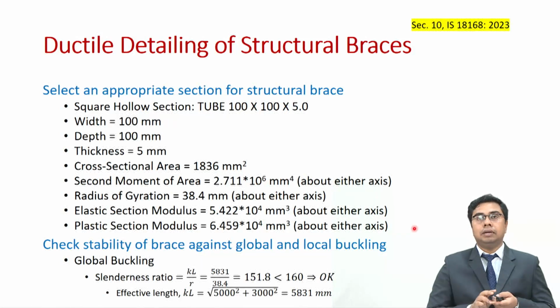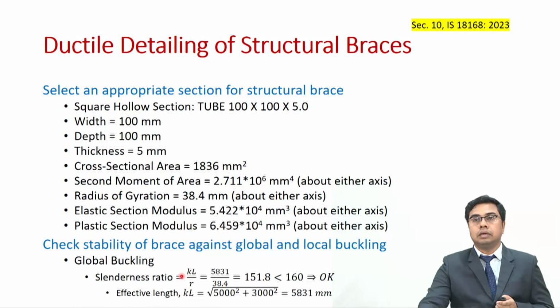Now, as we have discussed in the last class, we need to check the adequacy of the brace for its safety in global buckling as well as local buckling. For safety or stability against global buckling, we will consider the slenderness ratio. How do you calculate the slenderness ratio? Slenderness ratio is defined as KL upon r, where KL is the effective length of the structural brace and r is the radius of gyration of the structural brace.